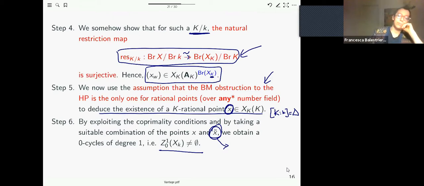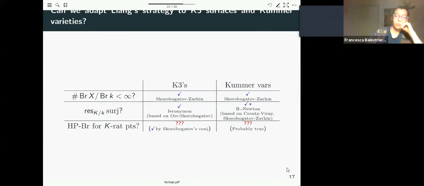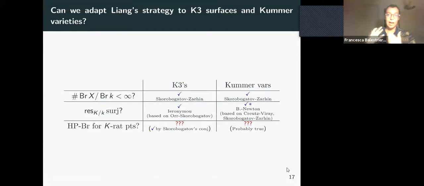Now, the question is, can we exploit this strategy? Can we adapt it to K3 surfaces and Kummer varieties in general? So here in this column, you will see the three conditions that I've just highlighted, the three things that we really need to make Liang's strategy work.